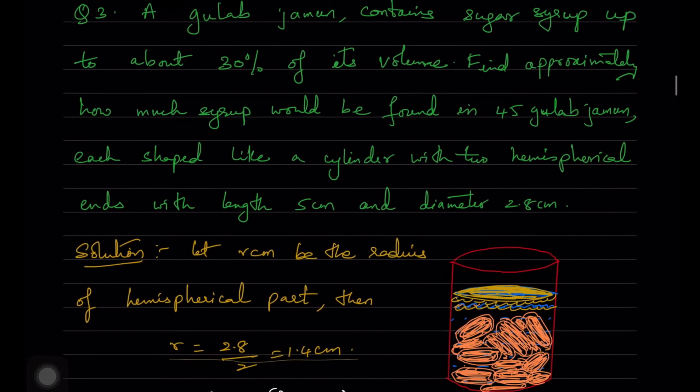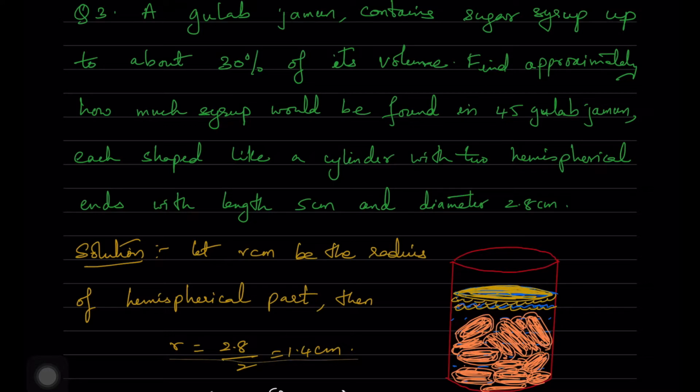Next, question 3. A gulab jamun contains sugar syrup up to about 30% of its volume. Find approximately how much syrup would be found in 45 gulab jamuns, each shaped like a cylinder with two hemispherical ends with length 5 cm and diameter 2.8 cm. So now you have this picture. In this image you can see that a gulab jamun contains sugar syrup up to 30% of its volume. So we have to find approximately how much syrup will be found in 45 gulab jamuns.